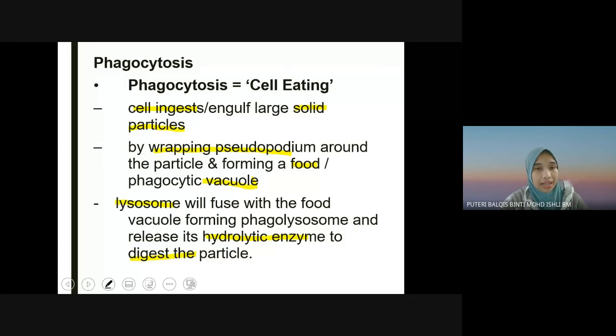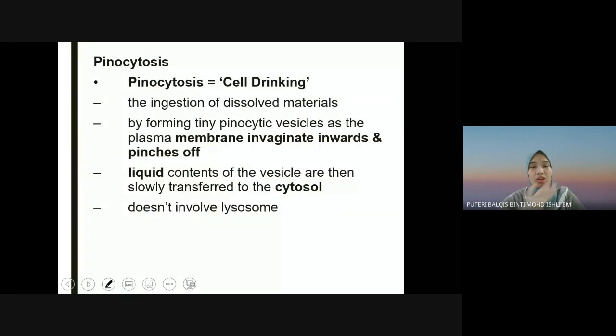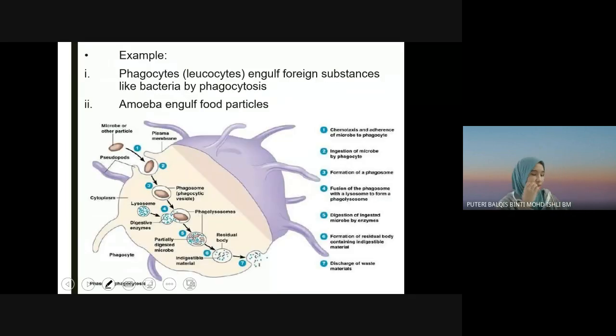Okay, unlike phagocytosis, pinocytosis does not involve lysosome, because it's already ingesting dissolved materials. Dia makan benda yang dah dissolve. So dia tak perlukan lysosome untuk break down the materials, because it's already simple. For example of phagocytosis, phagocytes engulf foreign substances like bacteria, and amoeba engulf food particles. That's an example of phagocytosis.